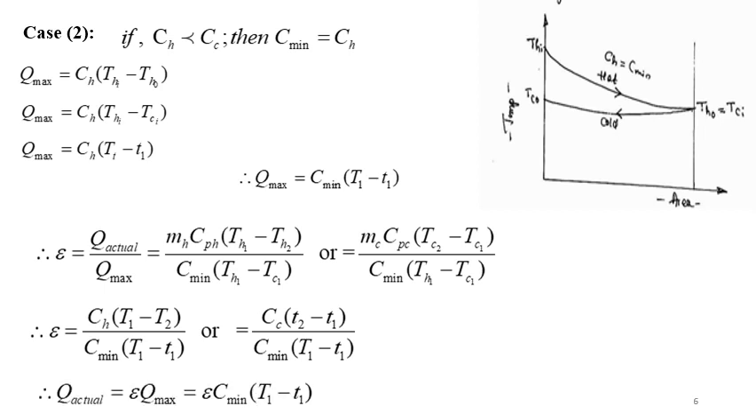So therefore, Q actual is equal to effectiveness into Qmax, where Qmax, we know, is Cmin into T1 minus small letter t1. This equation you can see in the data handbook. Next, we will derive the effectiveness NTU method for parallel flow and counter flow heat exchangers. As I mentioned earlier, when only the inlet temperatures of the fluids are known, then we have to go for the effectiveness method.